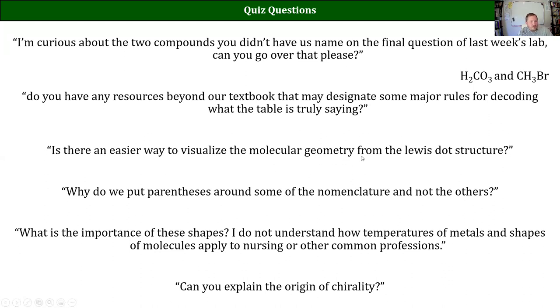Is there an easier way to visualize molecular geometry from the Lewis dot structure? No. Practice. The more you get used to being able to picture these shapes, these geometries in your head, meaning sort of seeing them in three dimensions or even building them in something like last week's lab simulation and being able to click and drag and move them around, the more you'll be able to understand and intuitively look at a formula and say, oh, I know what that geometry is going to be, but it takes practice.